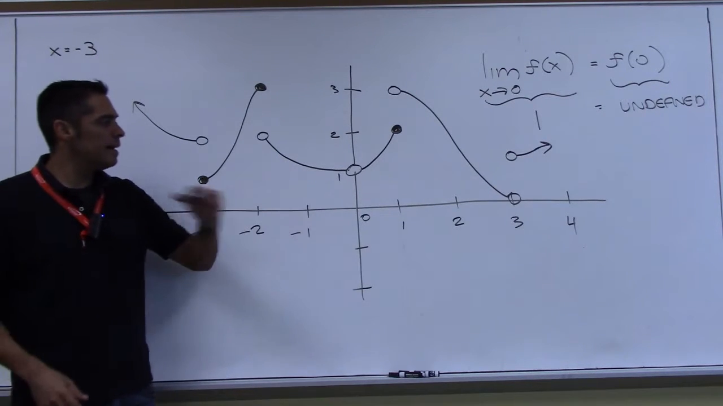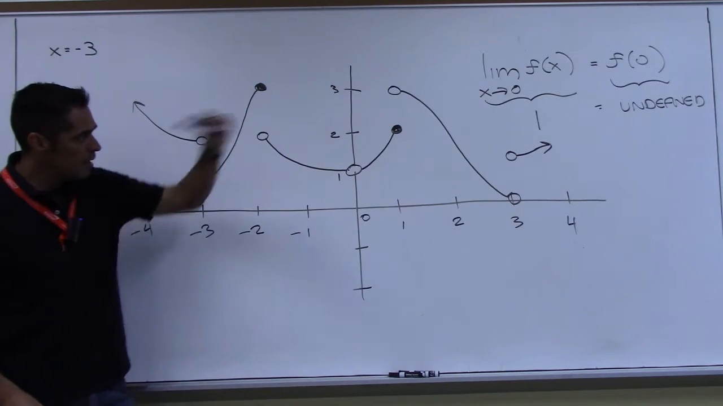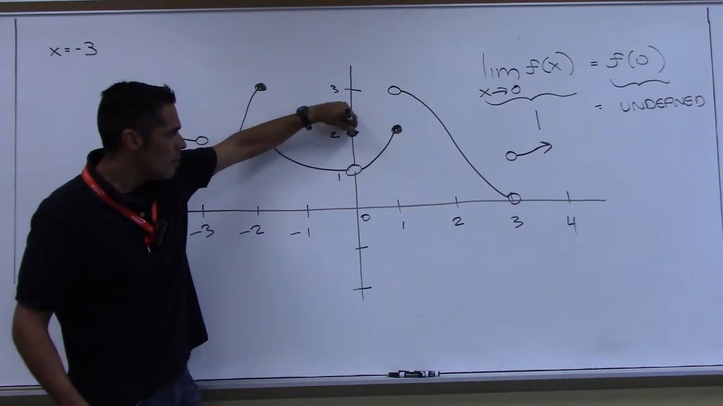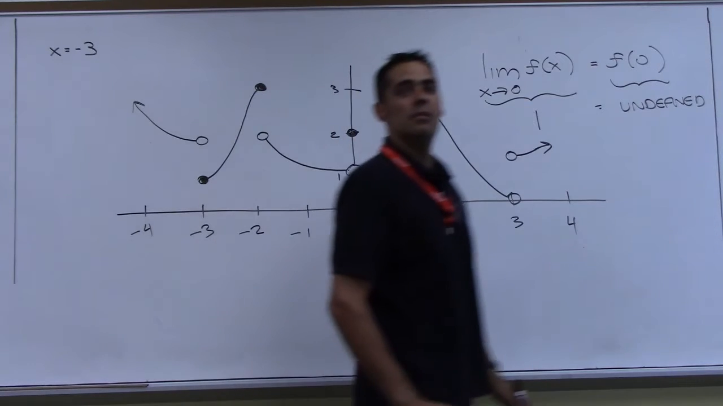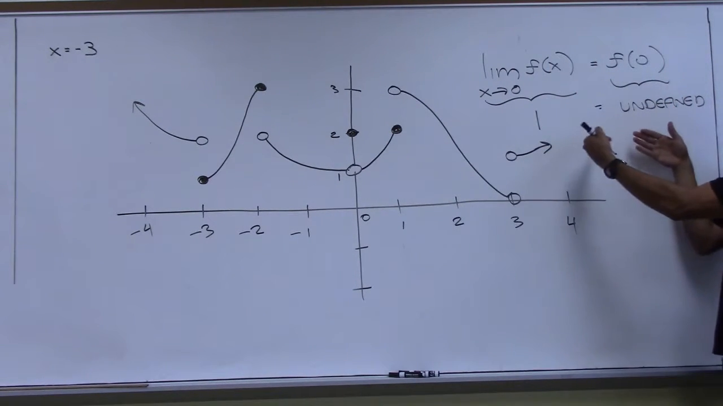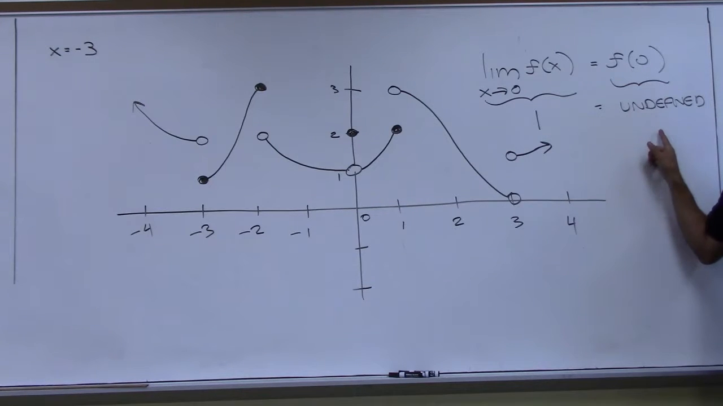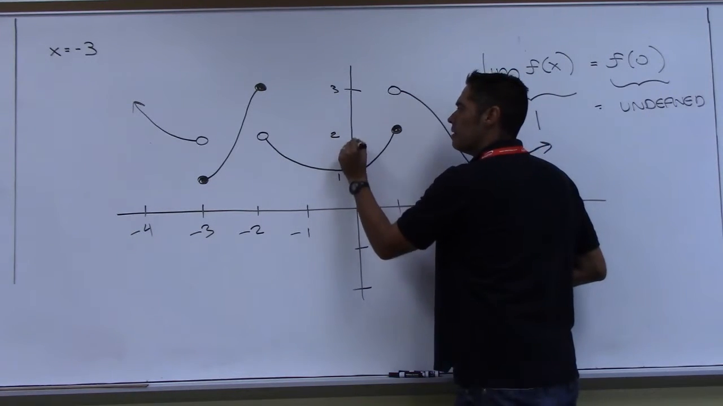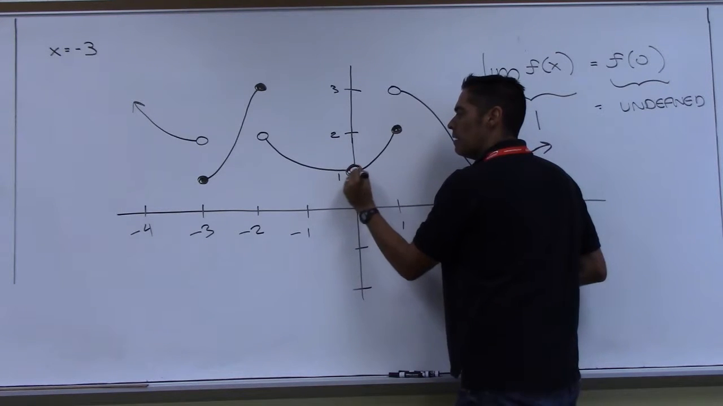So how could I have done it? I could have filled this in like that, right? Would that have given us continuity? Because it's defined now. No, because it's not the same. I would actually need it to be 1. So I would come in here, and instead of doing that, I would fill it in right here.